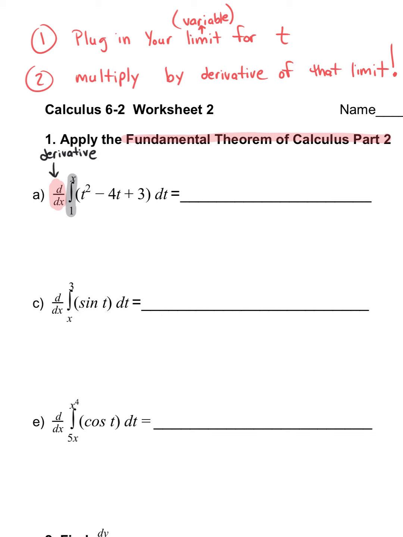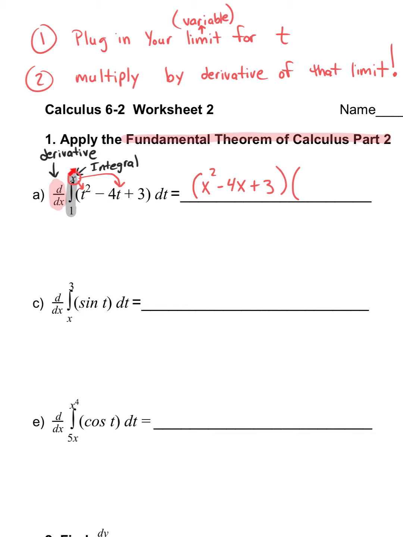That right there is an integral, and that is your first clue that you should use the fundamental theorem of calculus part 2 when you're taking the derivative of an integral. So the first step is we take that limit that is a variable right here and we plug it in everywhere we see t. So that's our first step. We have x squared minus 4x plus 3.